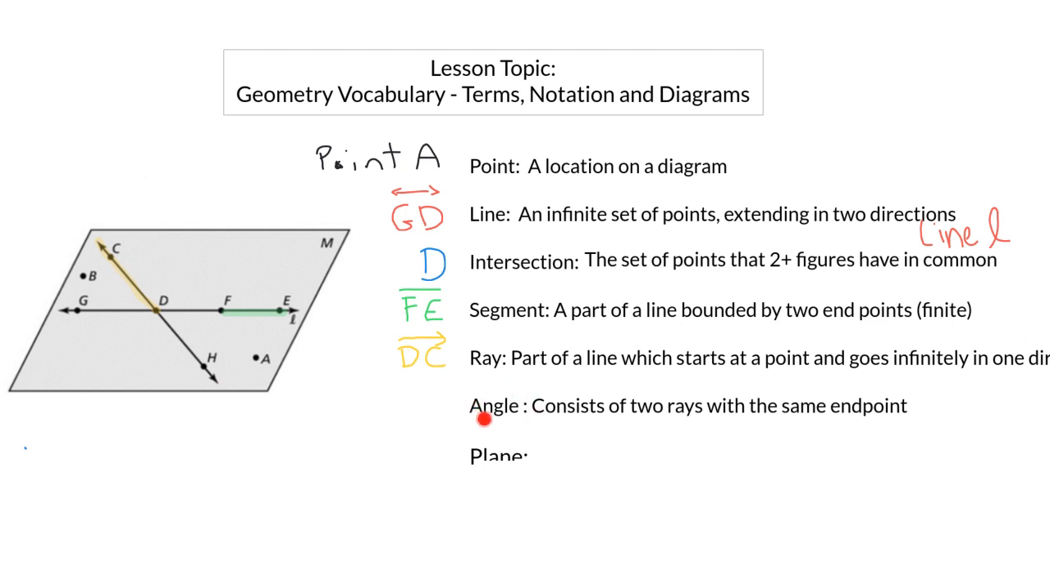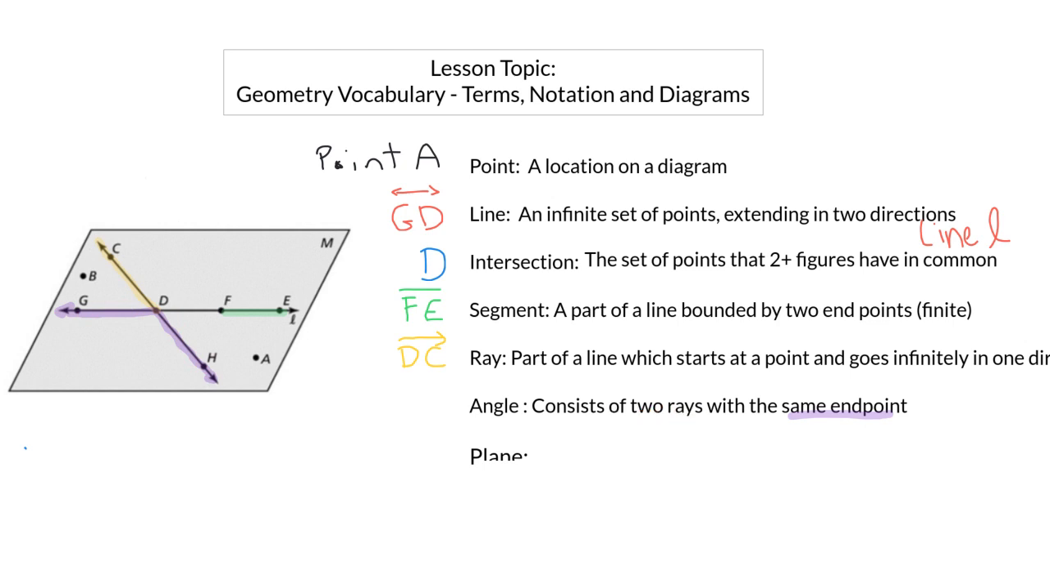Okay, now angle. An angle consists of two rays with the same endpoint. So if we looked at this ray right here, ray DH, and with that same endpoint, I start with D and go towards G, that will create an angle. And you guys are probably familiar with angles, so that isn't a big surprise, but that is the definition with our new vocab in there about rays.